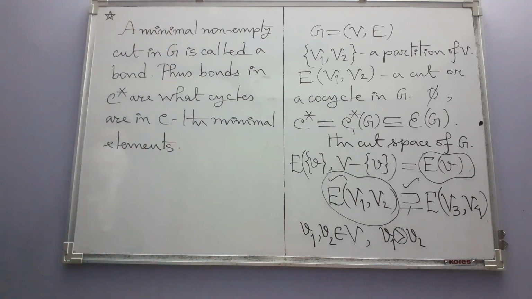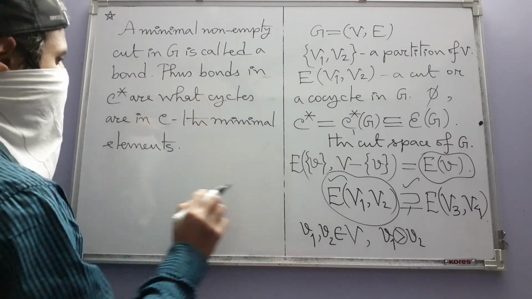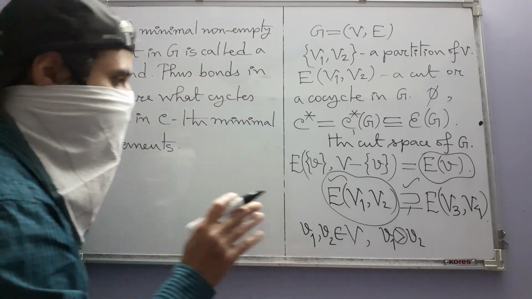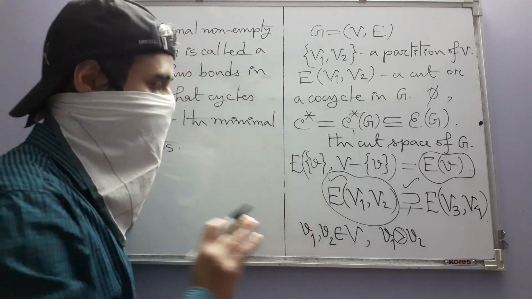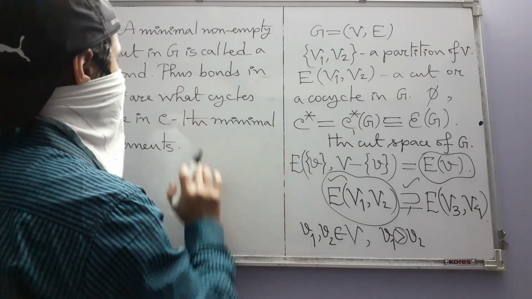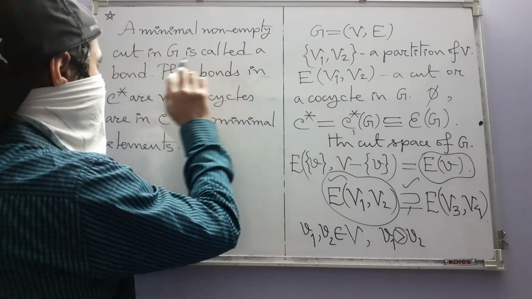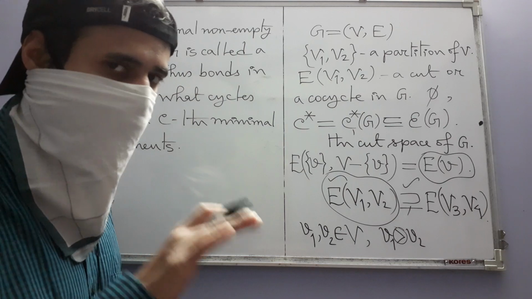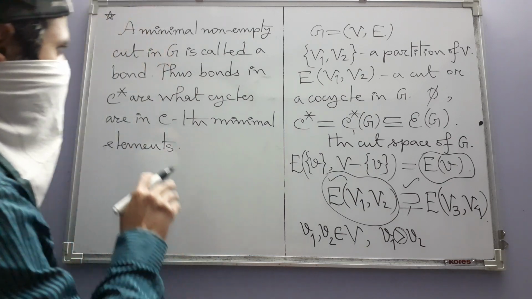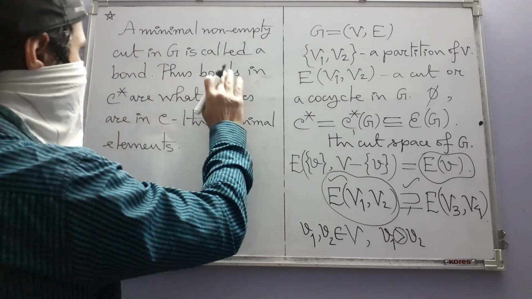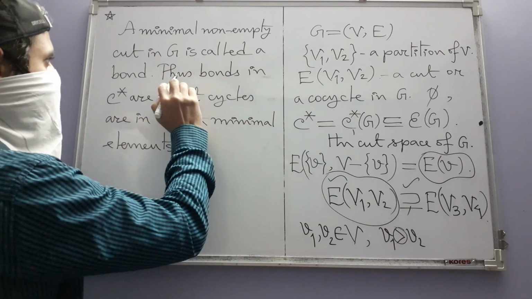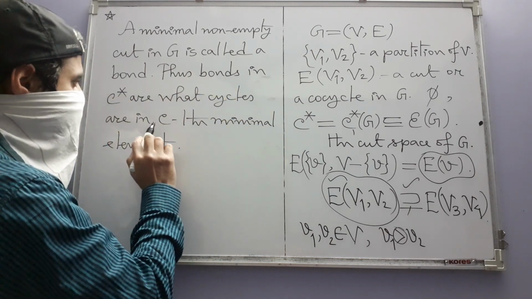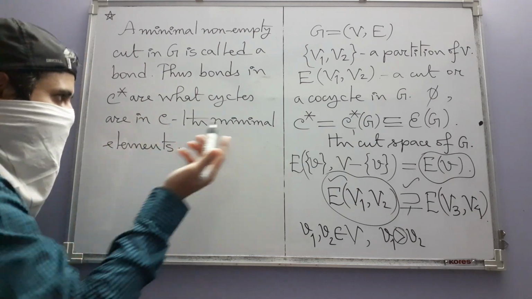Okay. So in that sense, if you have a minimal cut, a minimal non-empty cut, that also has to be taken into account. The non-emptiness in G is called a bond. Okay, we are coming to that non-emptiness in the next line. But first let us see what the next line says, I mean this one. Thus bonds in the cut space are what cycles are in the cycle space.